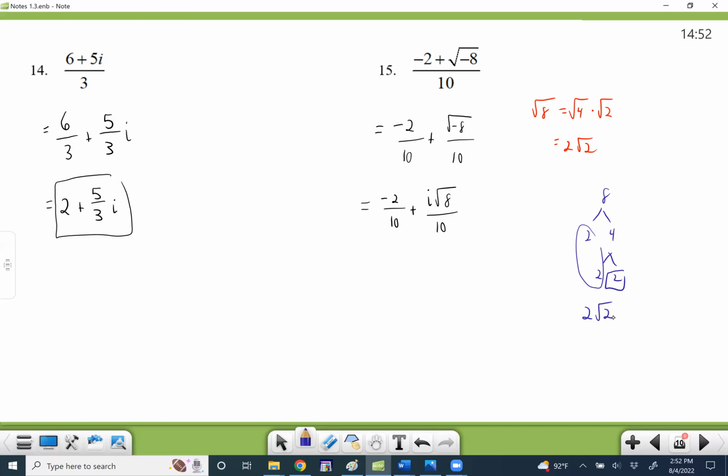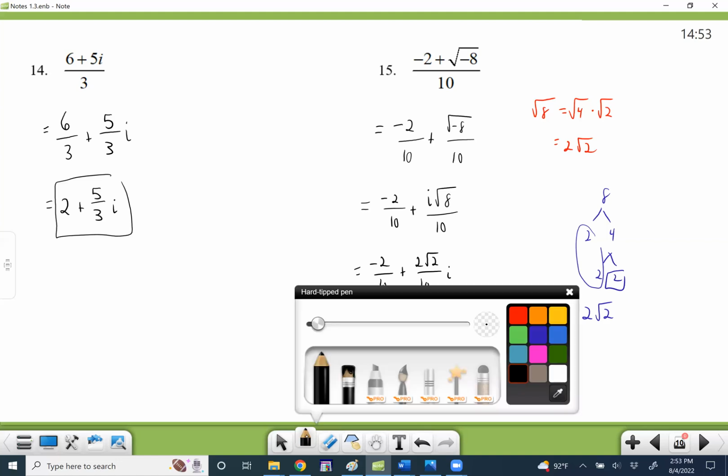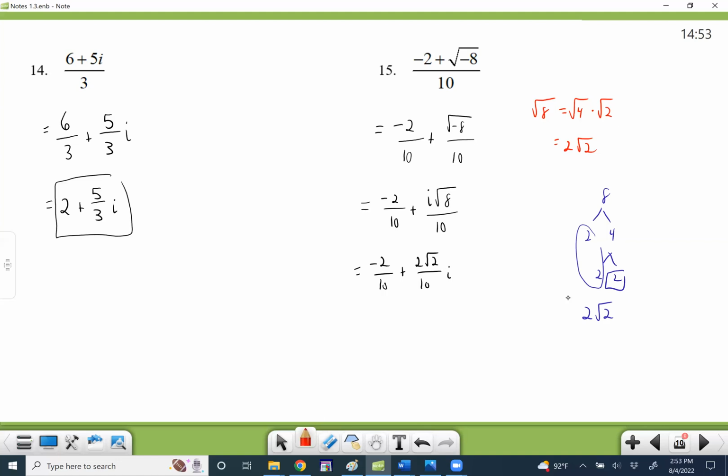All right, so we now know that it's going to be plus 2 root 2 over 10. Shove the I to the back end, you guys. That's where it needs to be for A plus BI form. So now we're still not done. Connect Math's going to mark you off if you do this, and that's because you can divide both the top and the bottom by 2. In other words, you can reduce or simplify it, whatever language you like to use. So I'm going to divide everybody by 2.